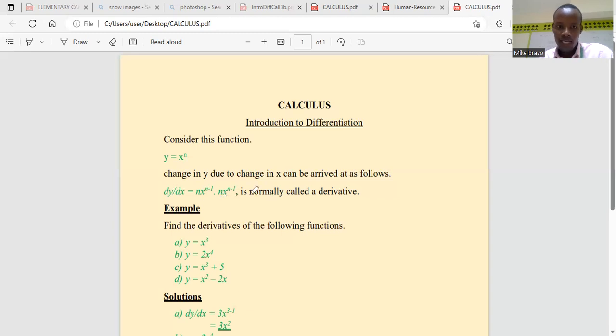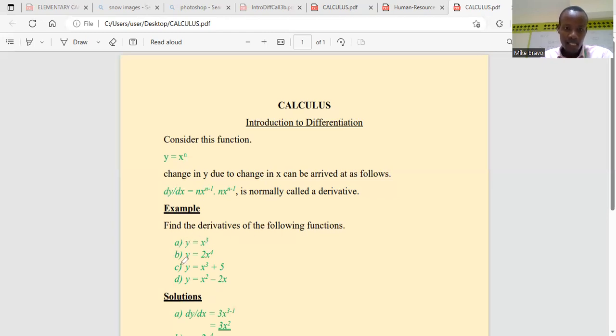Now, normally, what we get after differentiation is called a derivative. So in some questions, you may find this word derivative. A question may require you to find a derivative of a function. So basically what you are being asked to do is to differentiate that function. Let us look at these examples that I have down here. I think they are going to make things a lot easier.